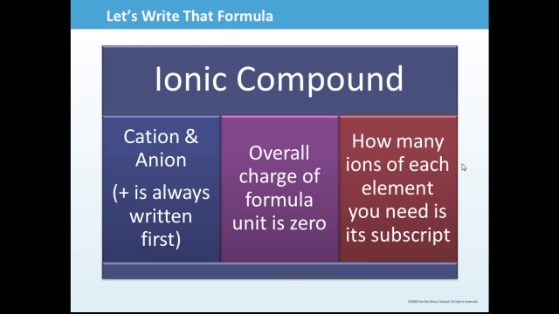Let's get started writing that formula. When we're writing ionic formulas, the first thing we have to look at is that we always have a cation bonded to an anion. If you're losing an electron or 2, or 3, something has to gain them. So if we're losing electrons, something has to gain the electrons. And that electrostatic attraction is what forms the ionic bond. Please note that the cation, or the positive ion, is always written first in your formula. Elements will bond so that the overall charge of the formula is 0. How many ions you need of each element is going to be its subscript.